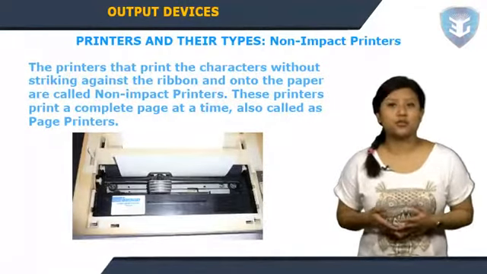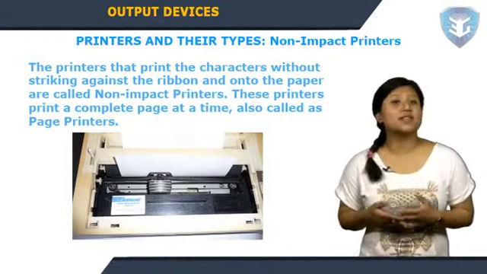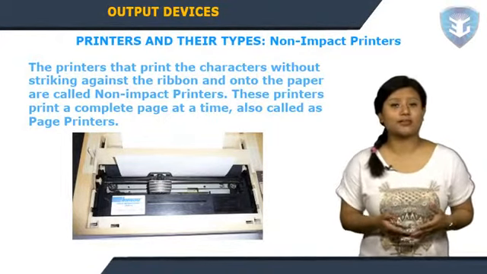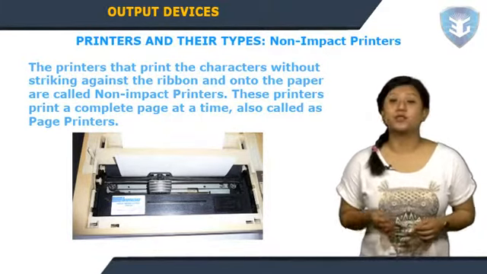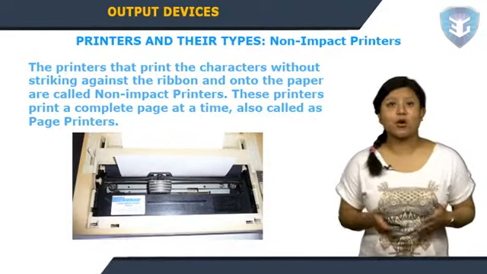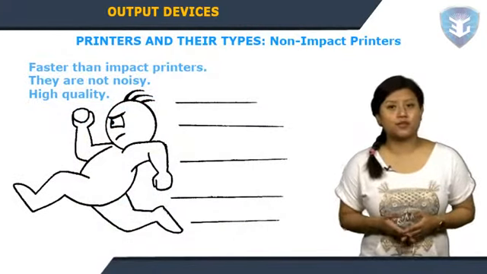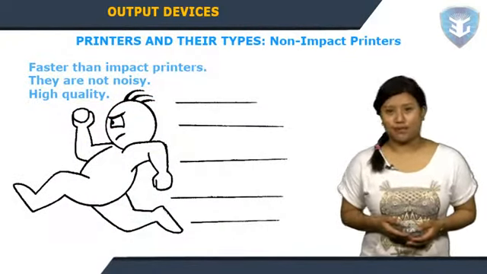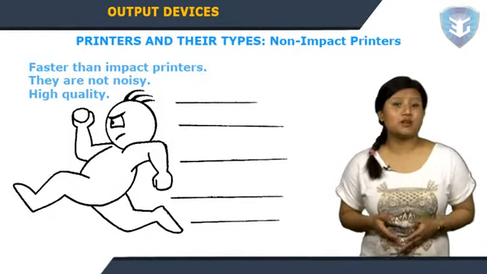Let's now discuss the printers and their types. Non-impact printers. The printers that print the characters without striking against the ribbon and onto the paper are called non-impact printers. These printers print a complete page at a time, also called page printers. The characteristics of non-impact printers are: they are faster than impact printers, they are not noisy, they have high quality, and these printers are of two types.